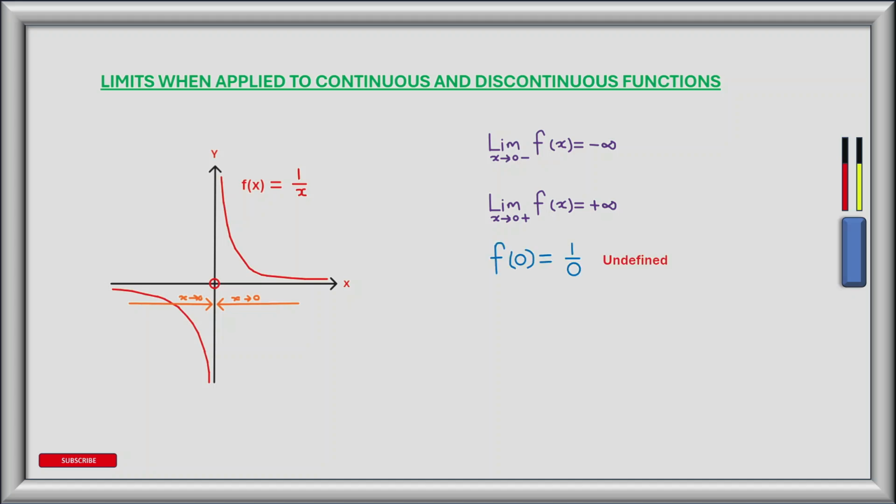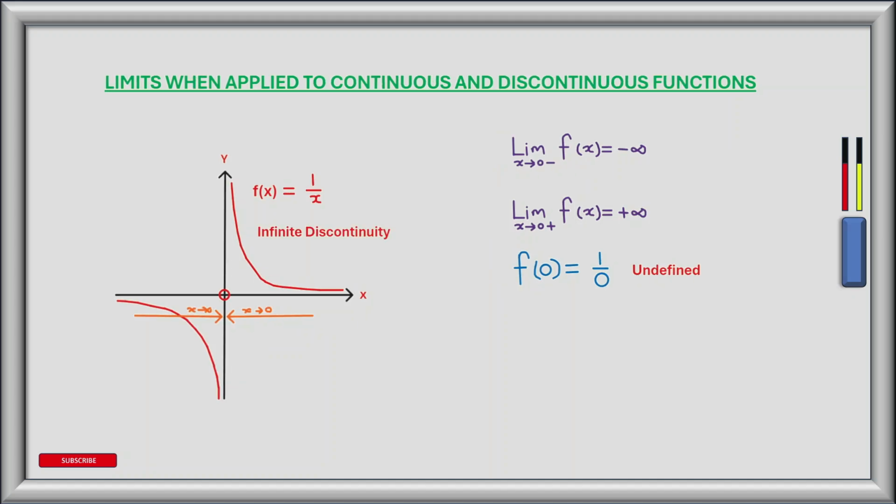Now looking at the value of the function at x equals 0, we see that it's undefined. This function is therefore discontinuous at x equals 0, as it has a vertical asymptote. This is known as an infinite discontinuity.